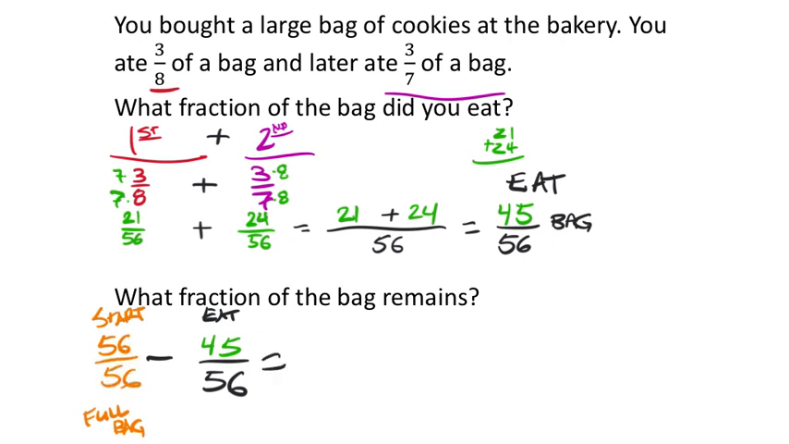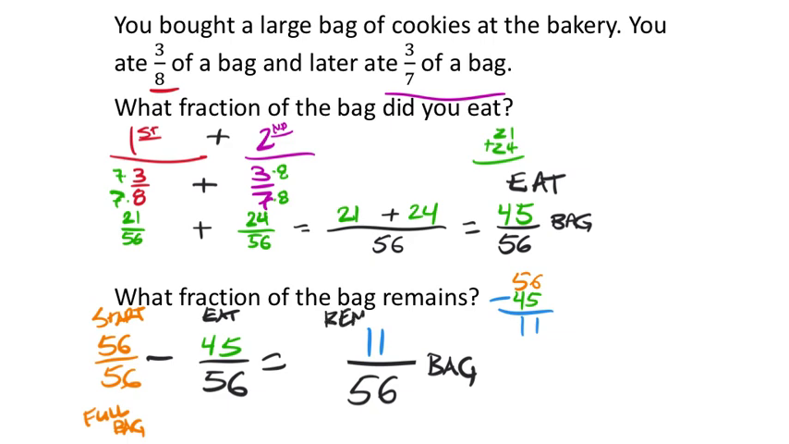See, and now we're going to subtract in 56ths. This will tell us how much is left. 56 minus 45. 6 minus 5 is 1. 5 minus 4 is 1. 11/56. Again, we'll just label this bag. That's how much remains. That's it. We did it.